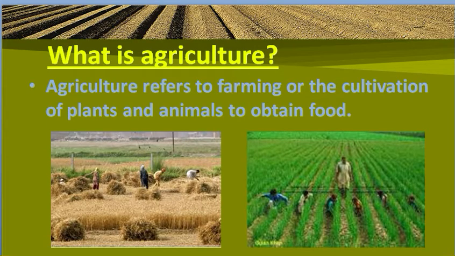What is agriculture? Agriculture refers to farming or the cultivation of plants and animals to obtain food. Agriculture is the basis of survival and the backbone of economics, irrespective of how industrialized or developed they are. Agriculture includes not only the cultivation of crops but also the rearing of livestock, cattle, poultry, and fishes.